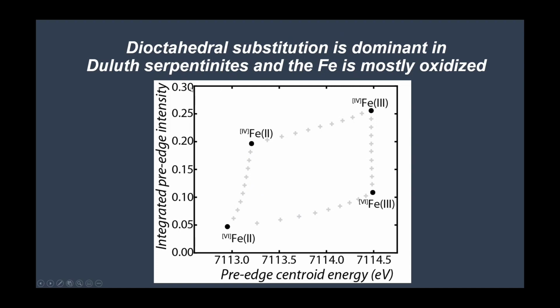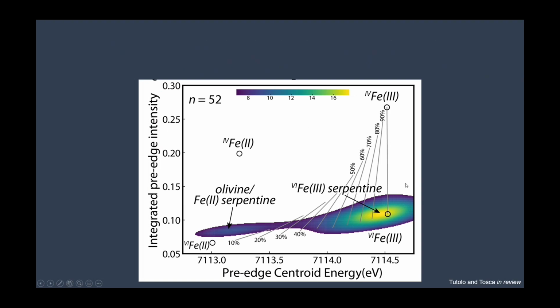And so here what I'm plotting is the integrated pre-edge intensity versus the pre-edge centroid energy. The important things to note is that if we have olivine or greenalite, it would plot down here in the lower left-hand corner. If we have hisingerite, it would plot down here in the lower right-hand corner. And if we had cronstedtite substitution, it would plot approximately halfway in between these two and probably on a trend between those two. Sorry, I just accidentally clicked forward, but that's fine.